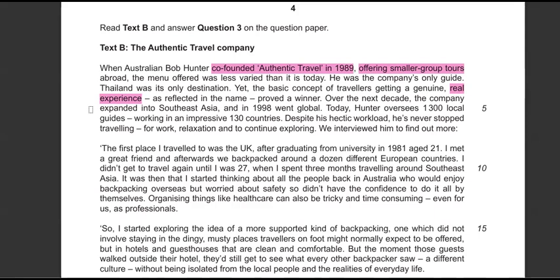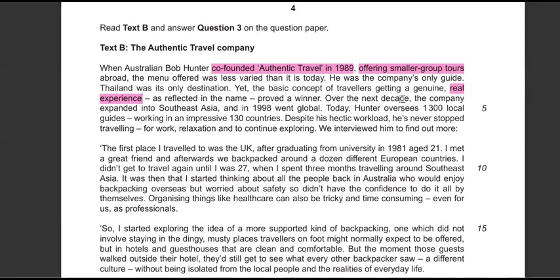As reflected in the name, it proved a winner. The name of the company is Authentic. That means a thing which is credible, right? So he is aligning his vision and mission with the name of the company.